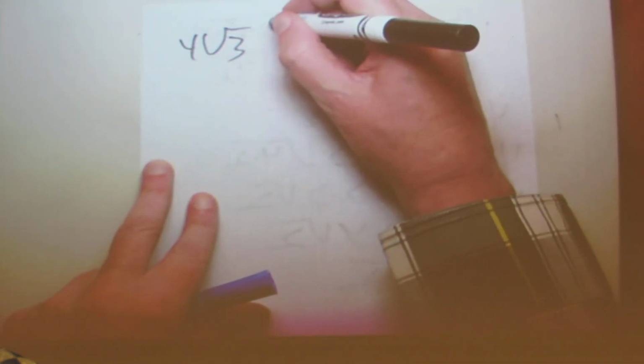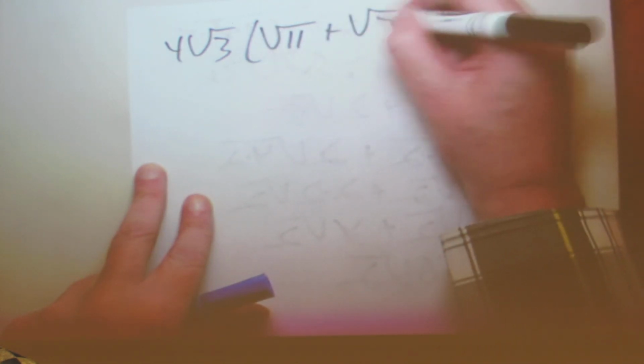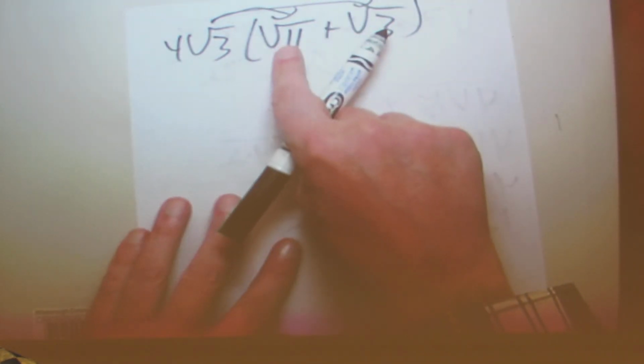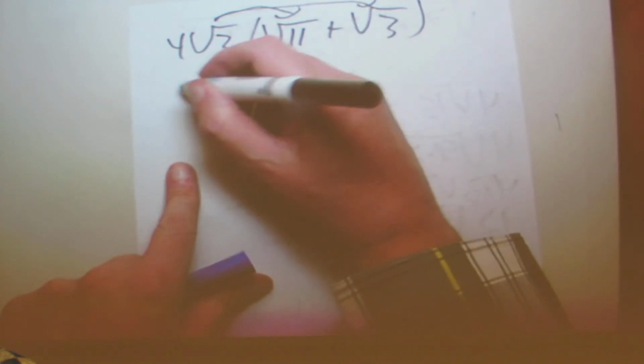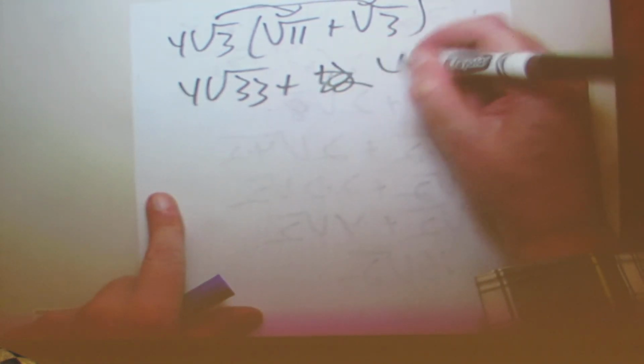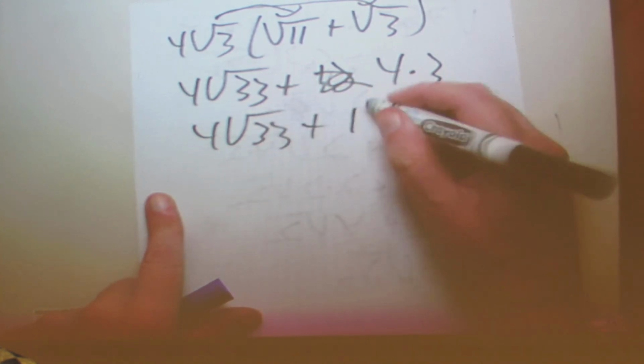Then, let's say that we have 4 square root of 3, and then in parentheses, square root of 11 plus square root of 3. So we're going to distribute the 4 square root of 3. 4 square root of 3 times square root of 11 is going to be 4 square root of 33 plus 4 square root of 3 times square root of 3 is 3. 3 times 4 is 12. I could say 4 times 3, so 4 square root of 33 plus 12.